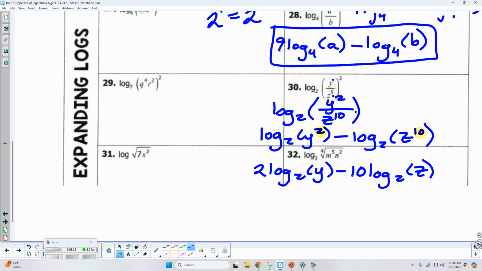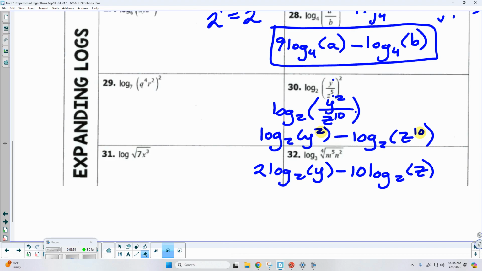How are we doing? Okay. Does anybody have any questions? Anybody confused? Okay. Because the quiz we have next week, it's going to be over these properties. You'll have to expand, you'll condense, all that good stuff. Okay. Oh, ready to go?